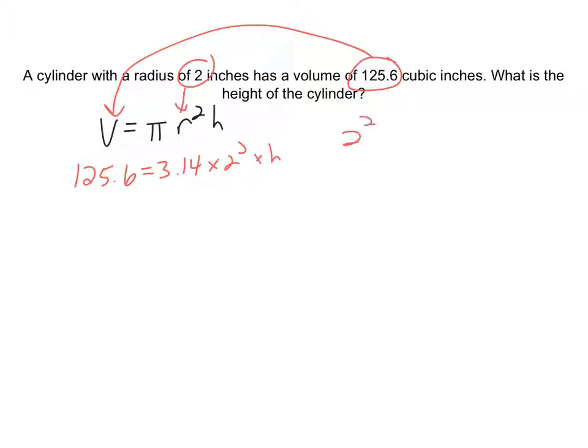2 squared, again, is just 2 times 2, which is going to get me 4. So I'm going to have 3.14 times 4 times h. I can multiply the two numbers that I know, so 3.14 times 4 gives me 12.56.